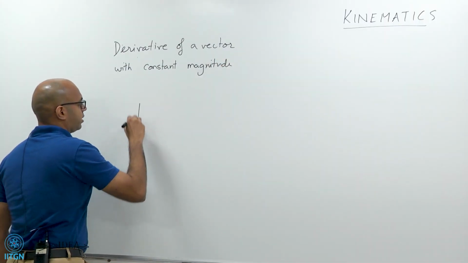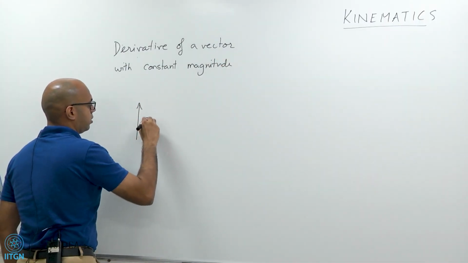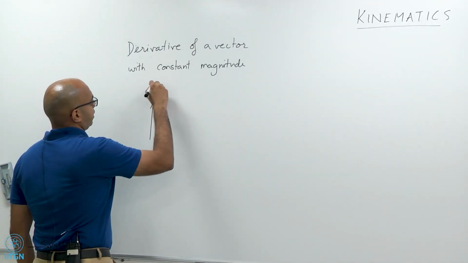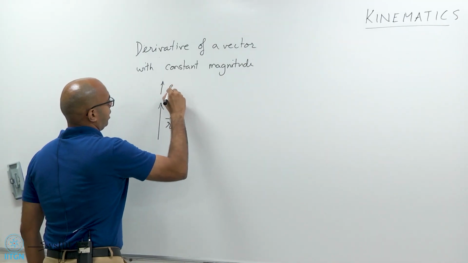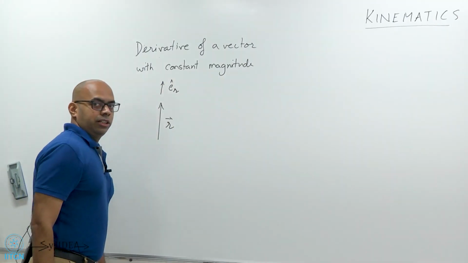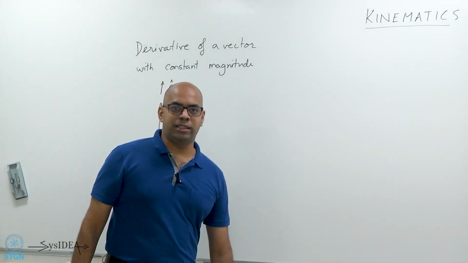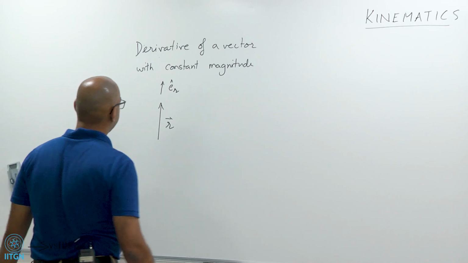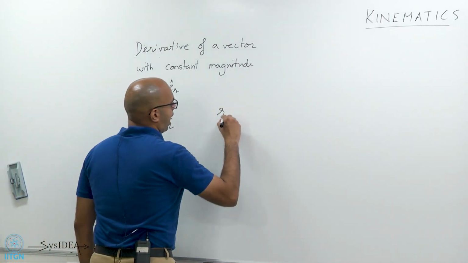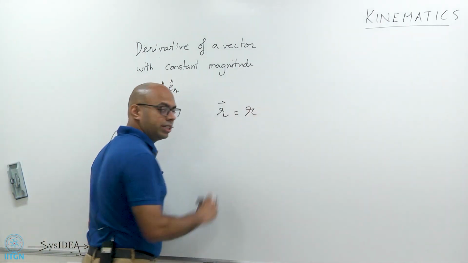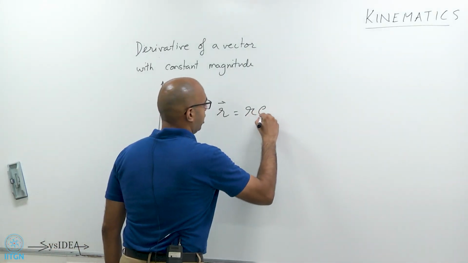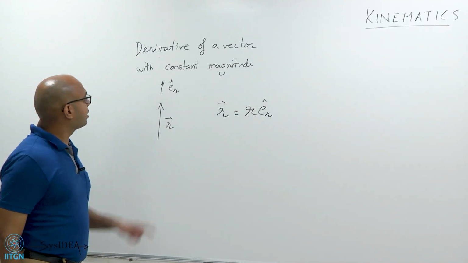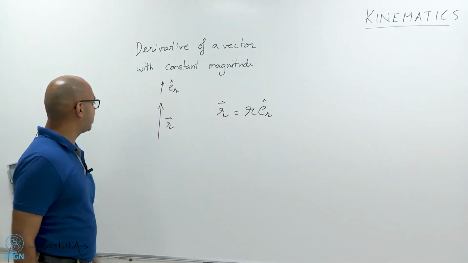Now, let us consider a vector r. And let us say there is a unit vector along the direction of r, let me call it e_r hat. For the notations used in this capsule, go back and look at the previous capsule where I talk about the notation that we will use. Now, let us say r is a vector which has magnitude scalar r along the direction e_r hat. And let us say this is a vector with constant magnitude but changing direction.